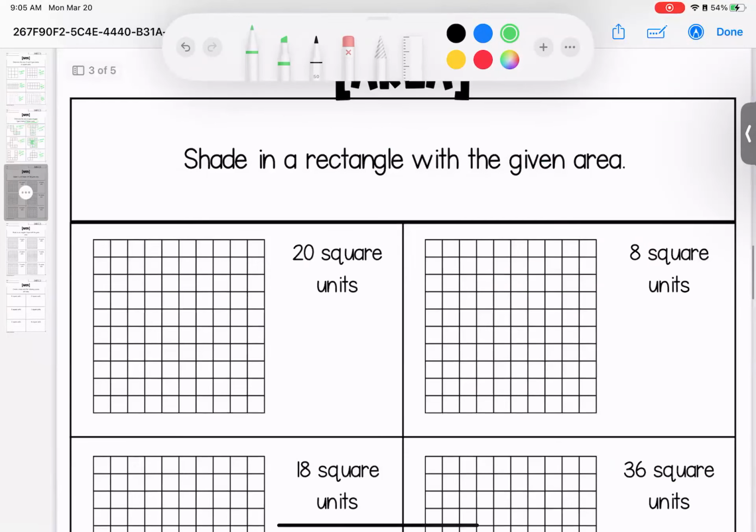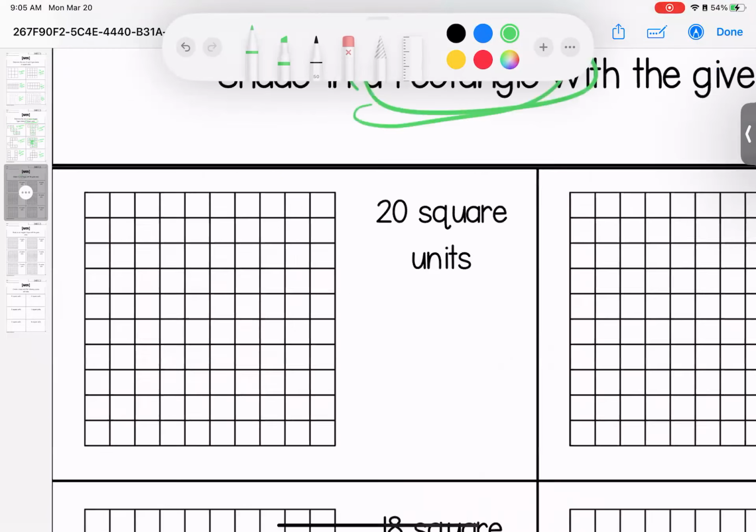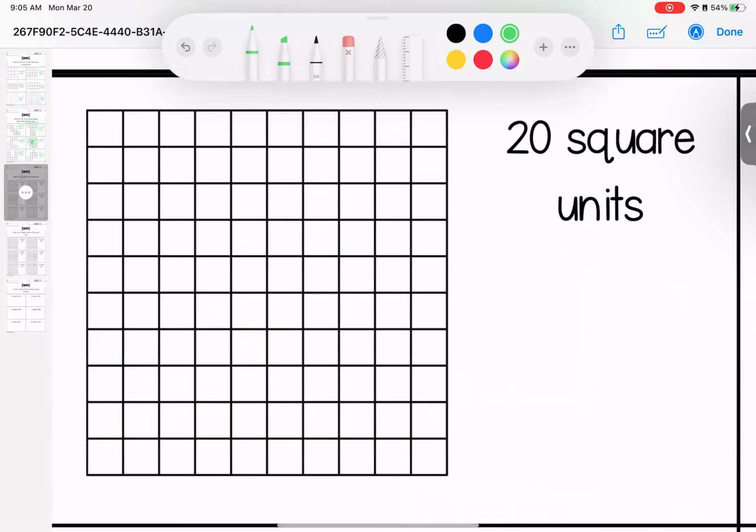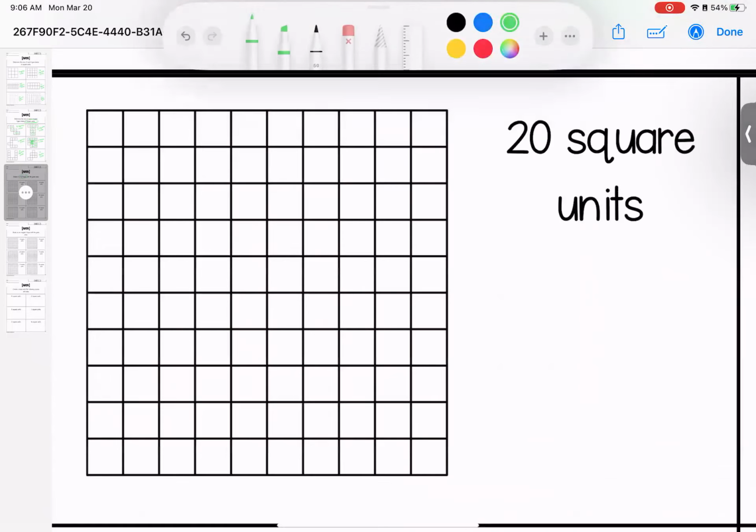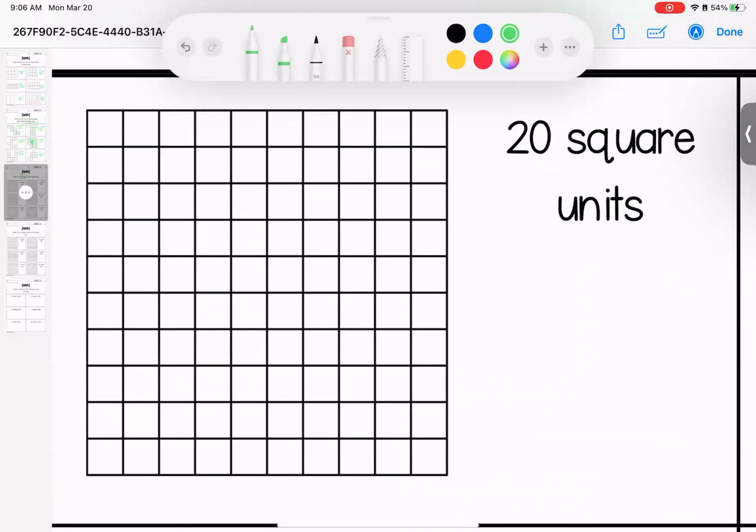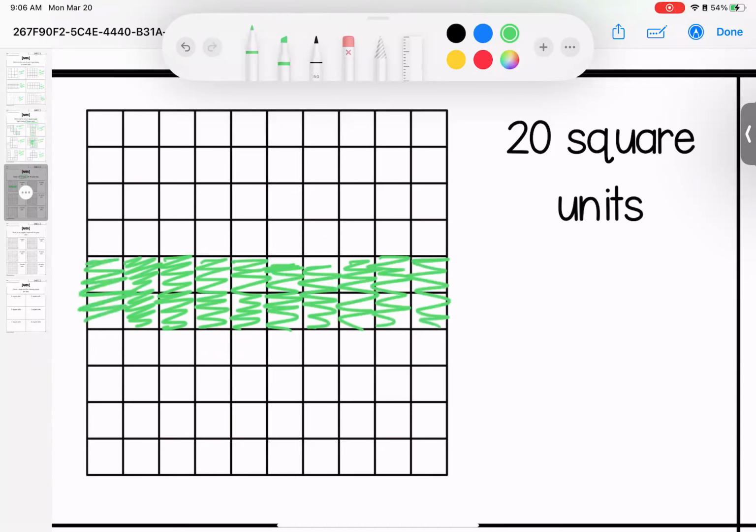All right, my loves, we are shading in the given area, and I'd like you to create a rectangle. So when we're trying to create a rectangle, we need to really think of what this would look like. So if I want 20 square units as a rectangle, we'll start in the middle. 1, 2, 3, 4, 5, 6, 7, 8, 9, 10, 11, 12, 13, 14, 15, 16, 17, 18, 19, 20.